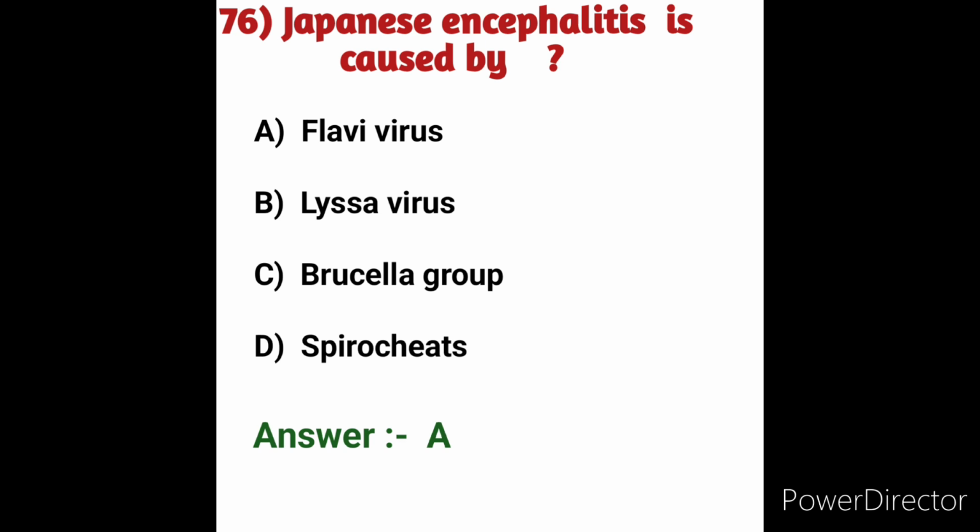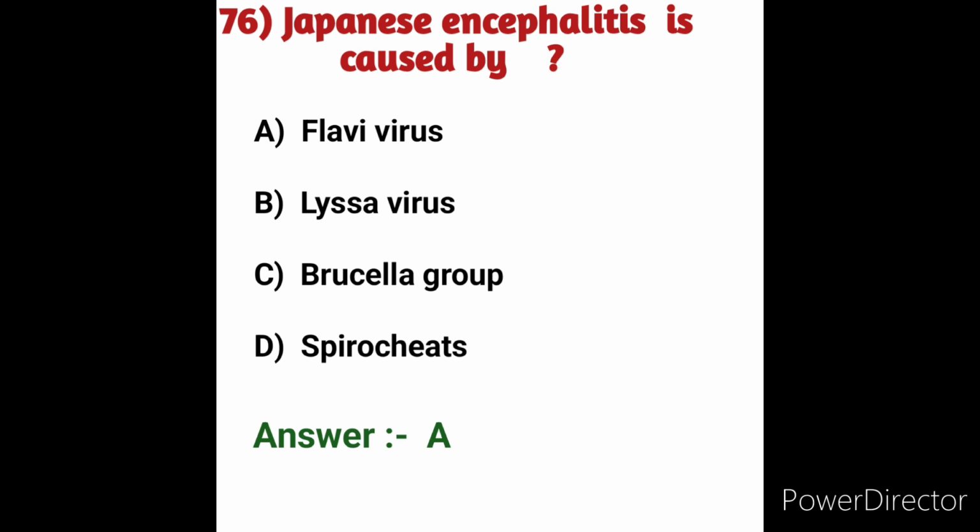Japanese encephalitis is caused by option A flavivirus, option B Lissa virus, option C Brucella group of virus, option D spirochetes. Actually, Japanese encephalitis is a virus spread by the bite of an infected mosquito from one person to another. Option A is the correct answer, flavivirus.